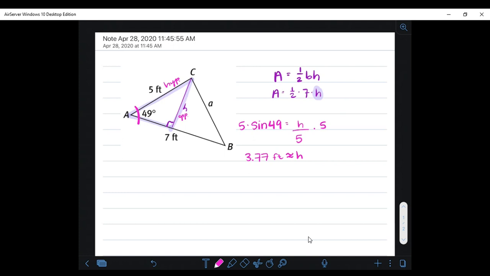Okay, so now we have everything we need and we can find the area. So area is now 1/2 times 7 times 3.77. Again, we're going to round, so it's approximately that. So times, put that in my calculator, and we get the area is approximately 13.21 square feet.